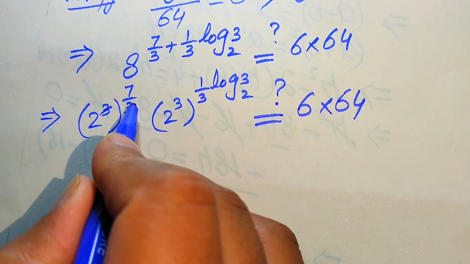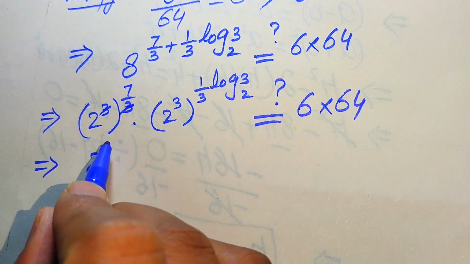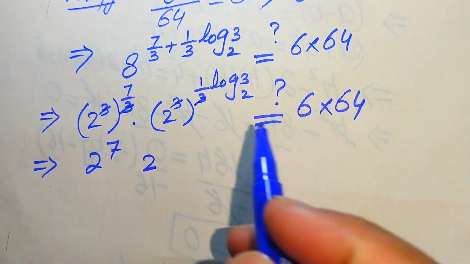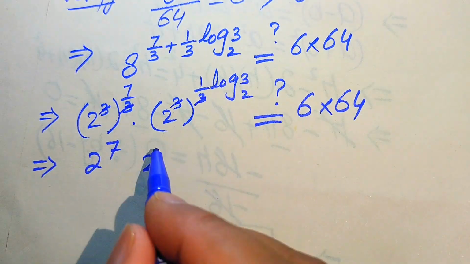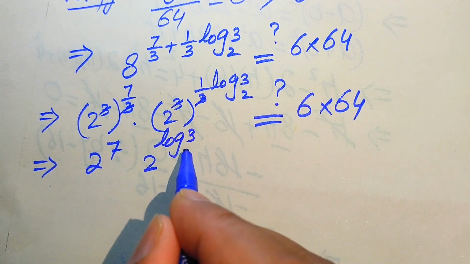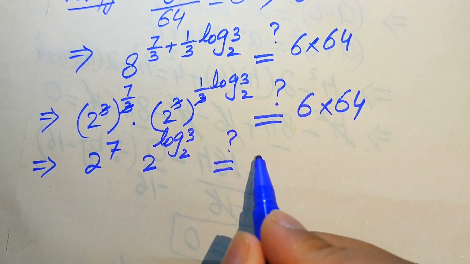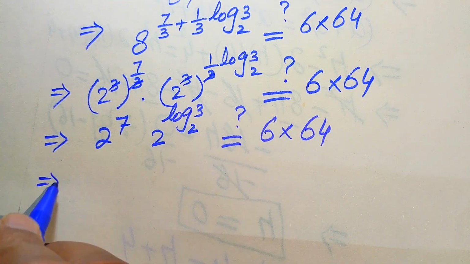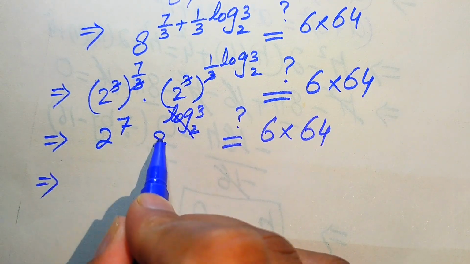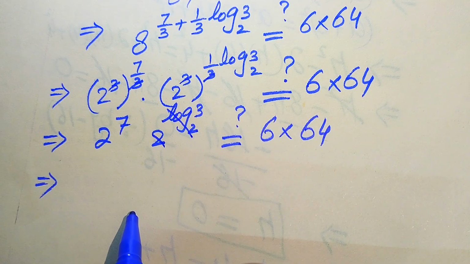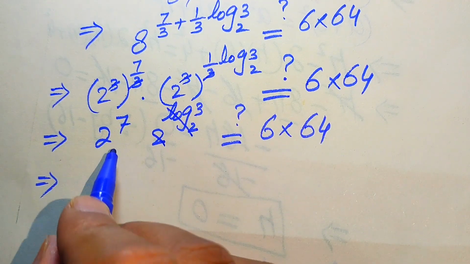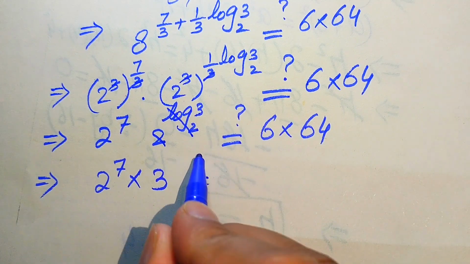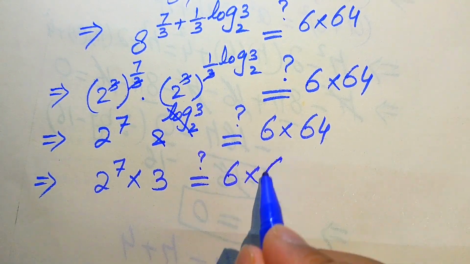So here you see that this 3 and 3 are gone, and we get here 2 to the power of 7, times 2 to the power of log of 3 with base 2. We check whether this is equal to 6 times 64 or not. Okay, so further you see that this log with base 2 and this 2 cancel out each other according to the nice property of log, and the remaining values are 2 to the power of 7 multiplied by 3, and we check whether this is equal to 6 times 64 or not.